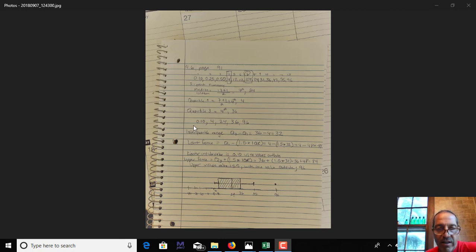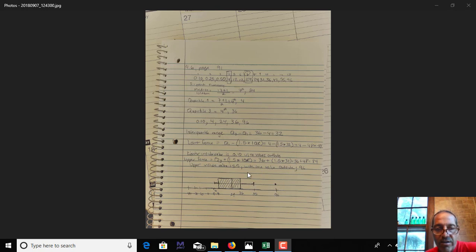Well, there are no negative values here. Our smallest value is 0.10. So the closest value in this array to minus 44 is 0.10. So we're going to draw a line right here at 0.10. We're going to do the same for the upper part of this distribution.